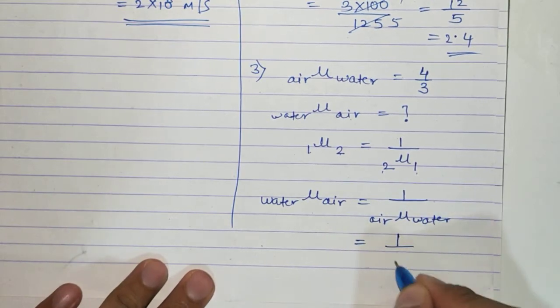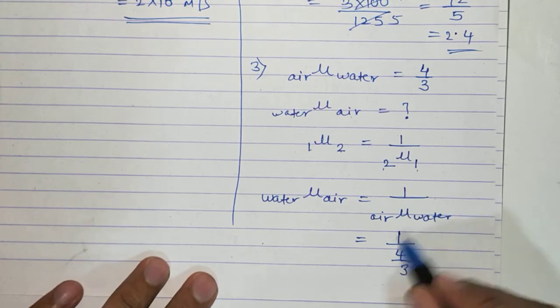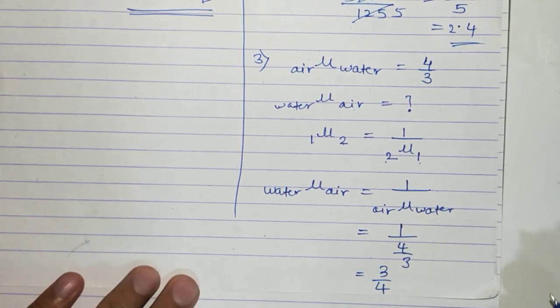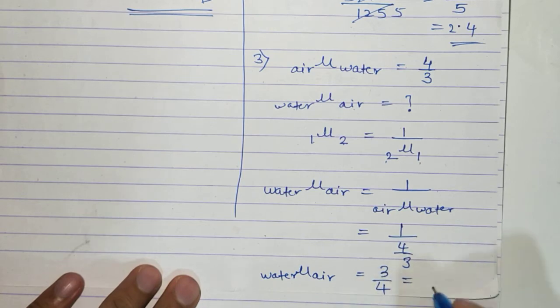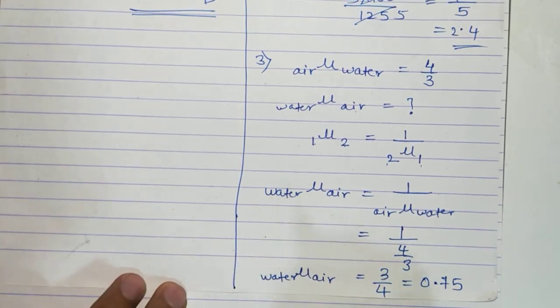So this will be 1 upon 4 upon 3. The 4 upon 3 will be inverted and come up, so this will become 3 upon 4. The refractive index of air with respect to water is 3 upon 4. And if you solve it in decimal, this will become 0.75. Very simple. Copy it.